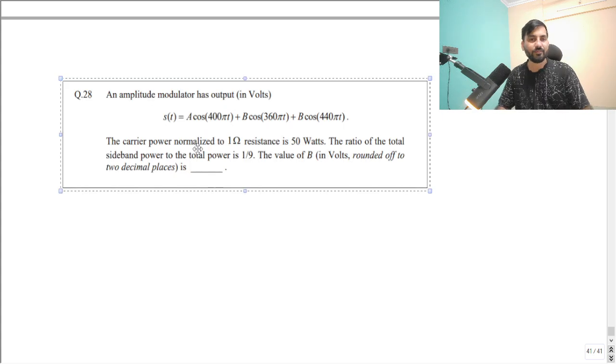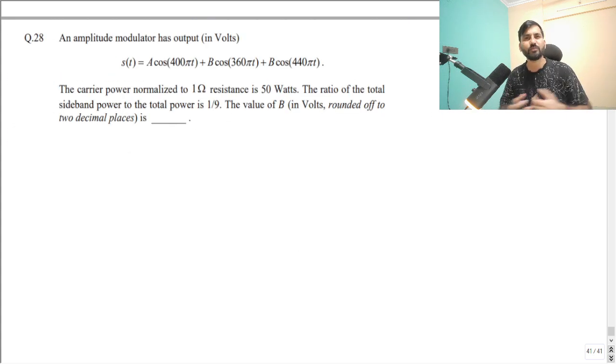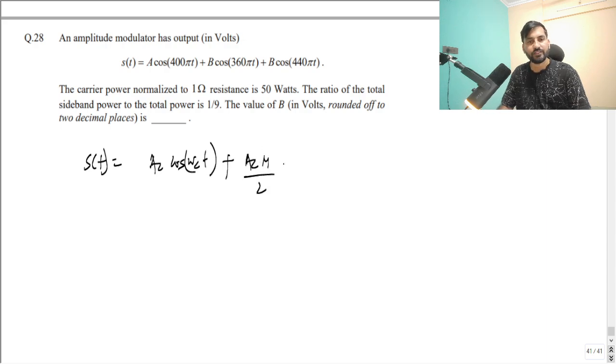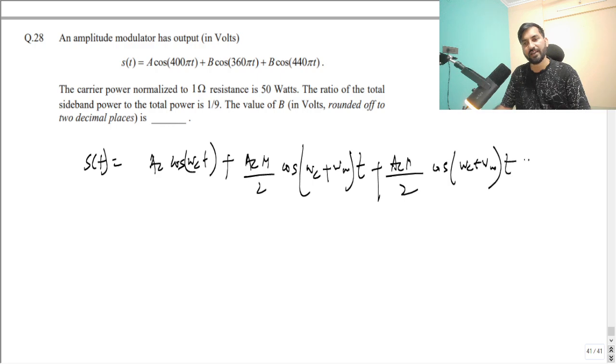So let's say we have got the question here, okay, and many of you might remember the standard expression: s(t) equal to Ac cosine omega c t plus Ac mu by 2 cosine (omega c plus omega m) times t plus Ac mu upon 2 cosine (omega c minus omega m) times t, right? So this is the standard expression for amplitude modulation, right?